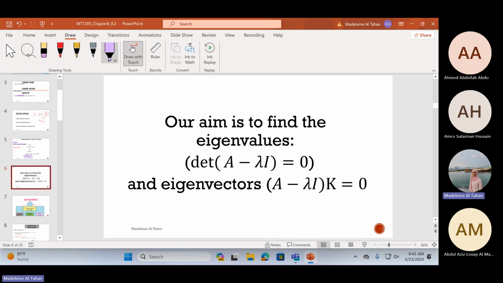Does this remind us of something? We need the non-trivial solution, right? Are you interested in the trivial solution? Of course the trivial solution exists here, but I don't care about it. We care about the non-trivial solution, so we need the determinant to be equal to 0. And this gives us what? Eigenvalues. Then how do we find K? K will be the eigenvector. We will find it from A minus lambda I.